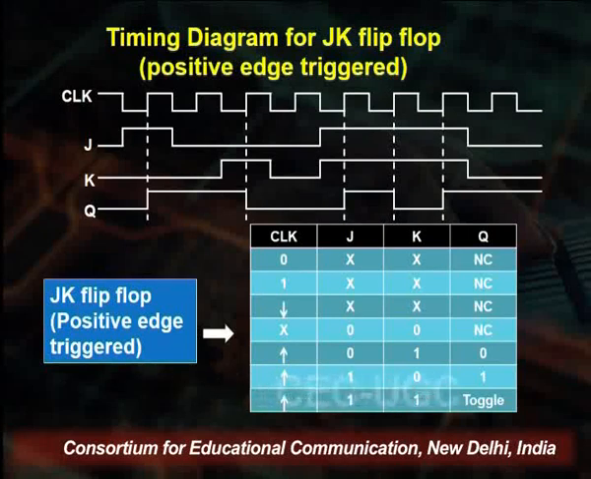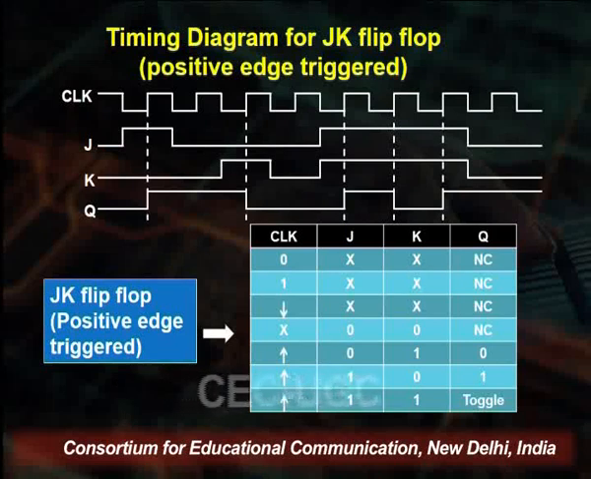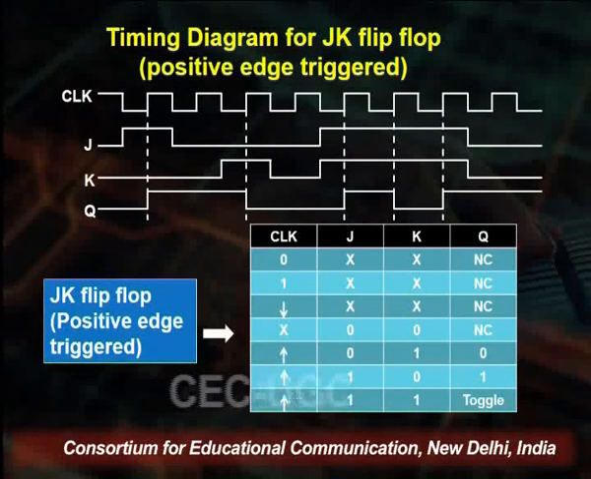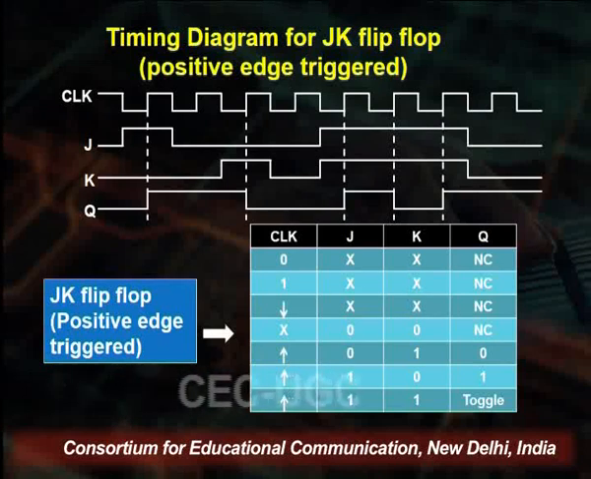It is important to see that J is equal to 0 and K is also equal to 0. Then from the truth table of JK flip-flop, we know that the flip-flop output is the last state. And what was the last state? The last state in this case was Q equal to 1, and so it is retained.